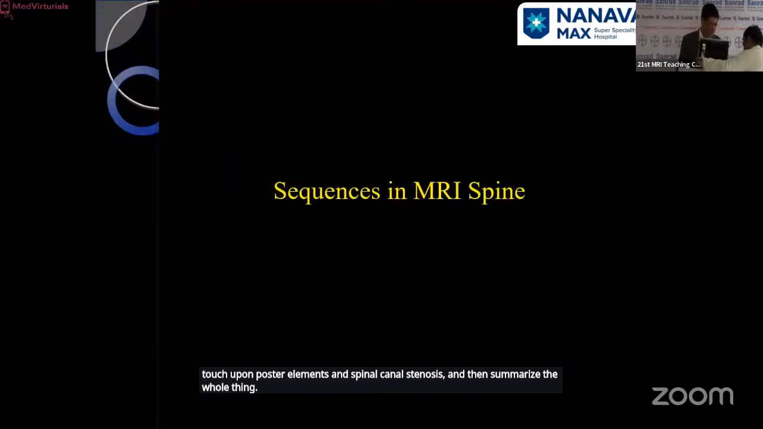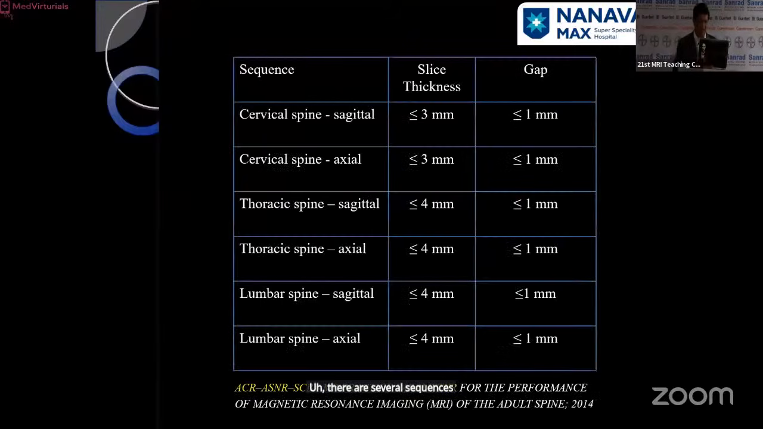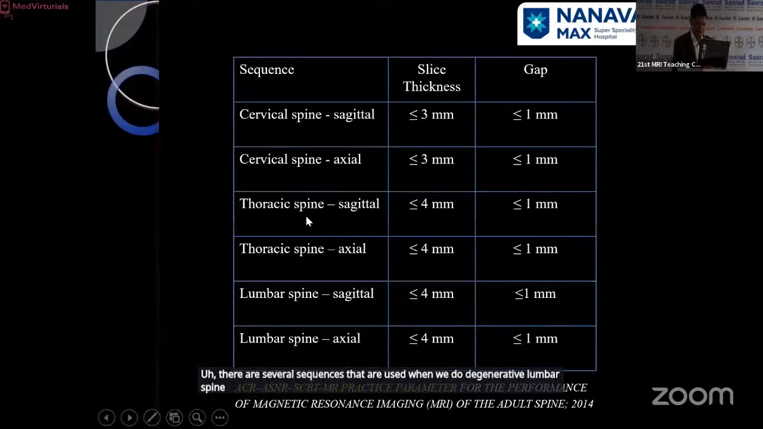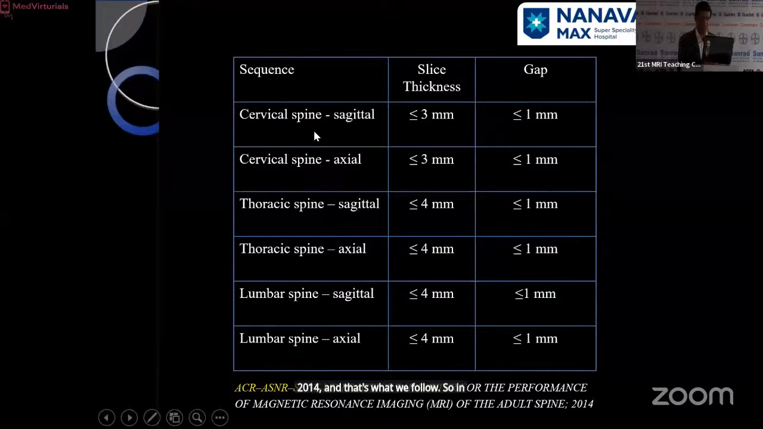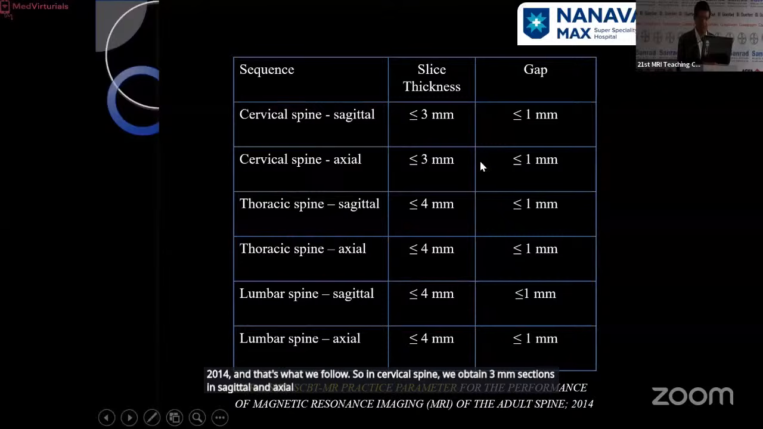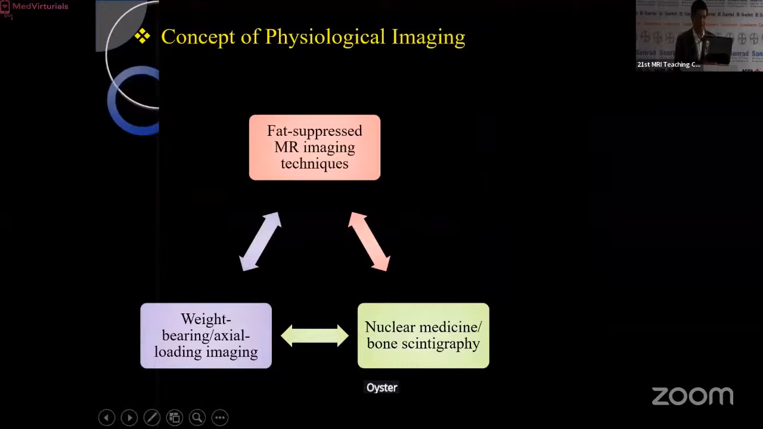There are several sequences that are used when we do degenerative lumbar spine. There was a consensus based on ACR, ASNR, SCBT, and MR practice parameter guidelines, which came up in 2014, and that's what we follow. So in cervical spine, we obtain 3 millimeter sections in sagittal and axial planes, both T1 and T2, with a millimeter gap. In dorsal spine and in lumbar spine, it's 4 mm. In addition to that, we do a STIR or FAT-SAT T2 sequence.